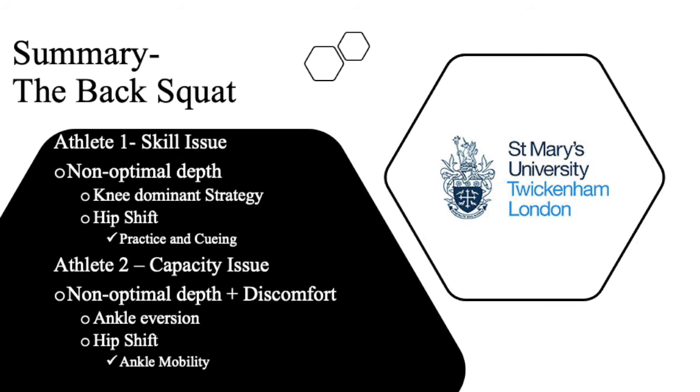To summarise, Alex presented a skill issue during his back squat by not reaching depth. He had a knee dominant strategy and a hip shift. We'd fix this through practice and cueing. Athlete 2, Lloyd, showed a capacity issue by not reaching depth, shows some discomfort, real lack of ankle mobility. During his squat we saw a hip shift and ankle eversion. We'd fix this through ankle mobility drills, and if his discomfort continued into pain, we would put him in touch with a physio.